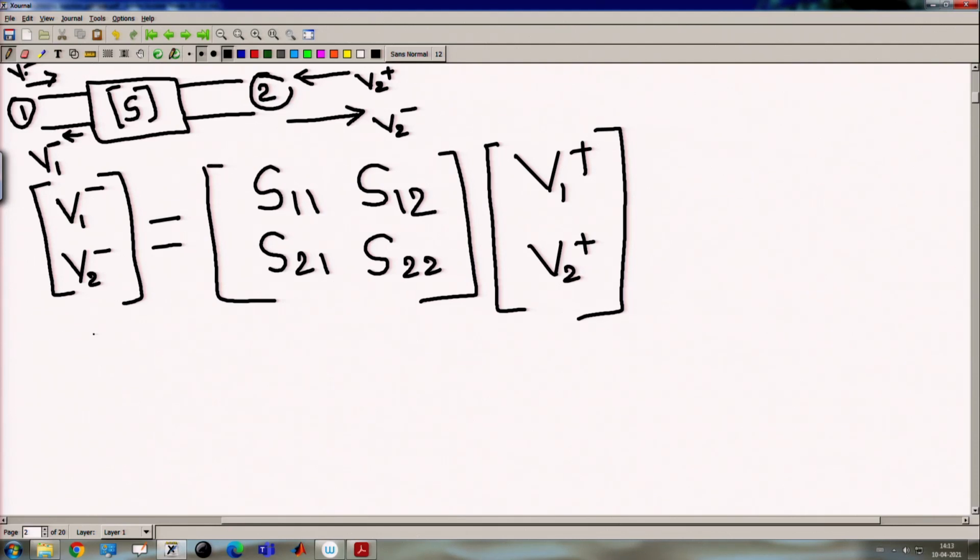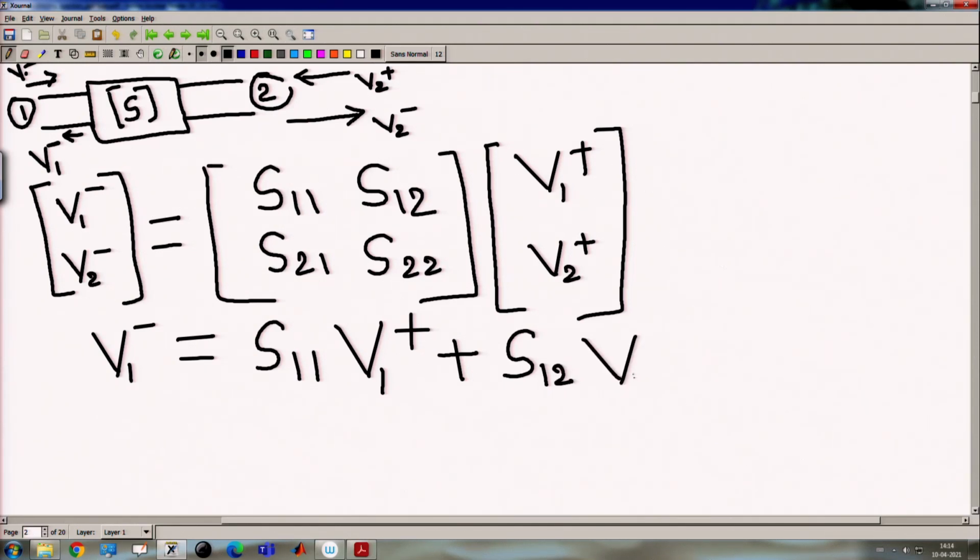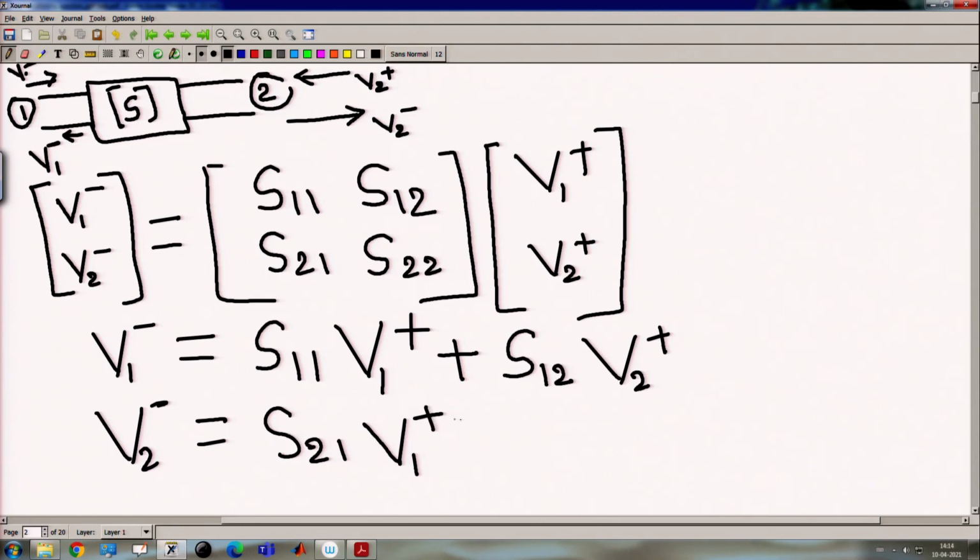From this matrix equation we can write V1 minus equal to S11 into V1 plus plus S12 into V2 plus, and V2 minus equal to S21 into V1 plus plus S22 into V2 plus.